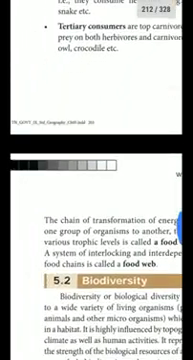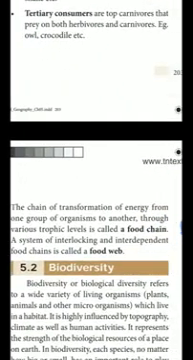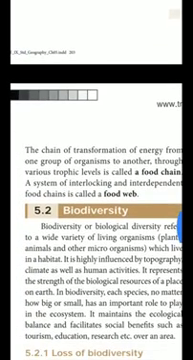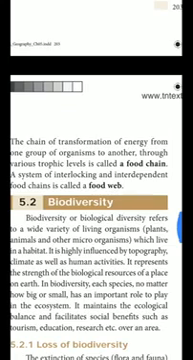The chain of transformation of energy from one group of organisms to another through various trophic levels is called a food chain. What is called a food chain? It is the chain of transformation of energy from one group of organisms to another through various trophic levels. A system of interlocking and interdependent food chains is called a food web. So what is called a food web? A system of interlocking and interdependent food chains is called a food web.